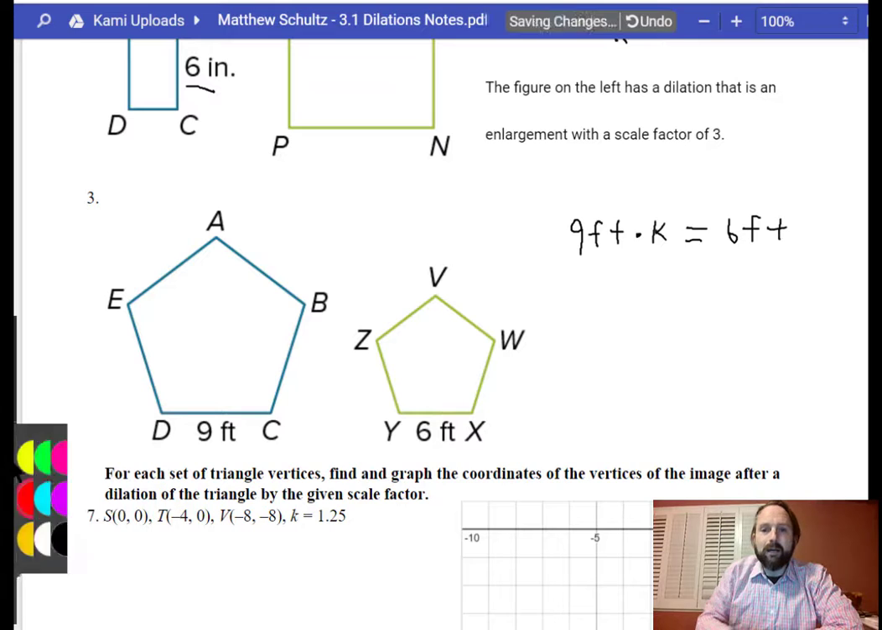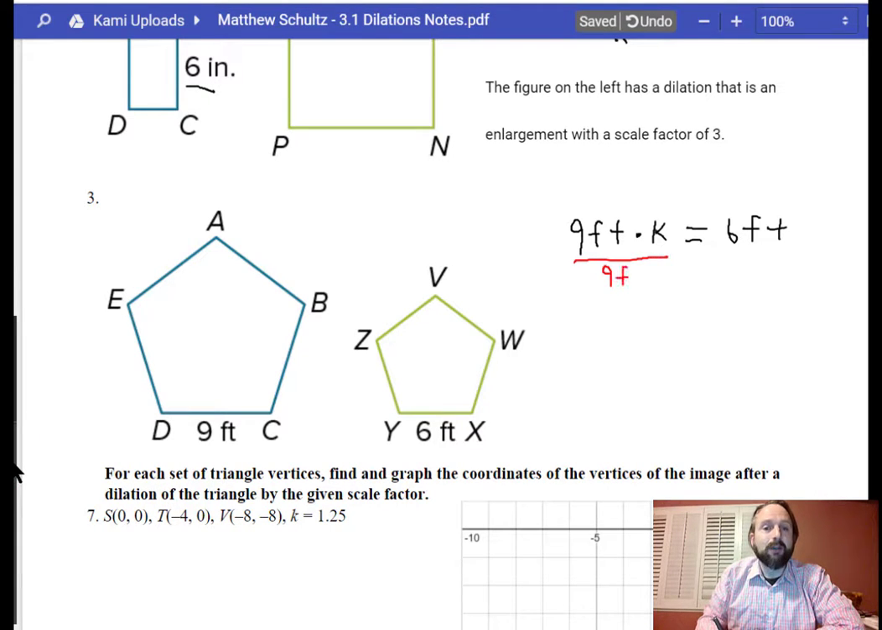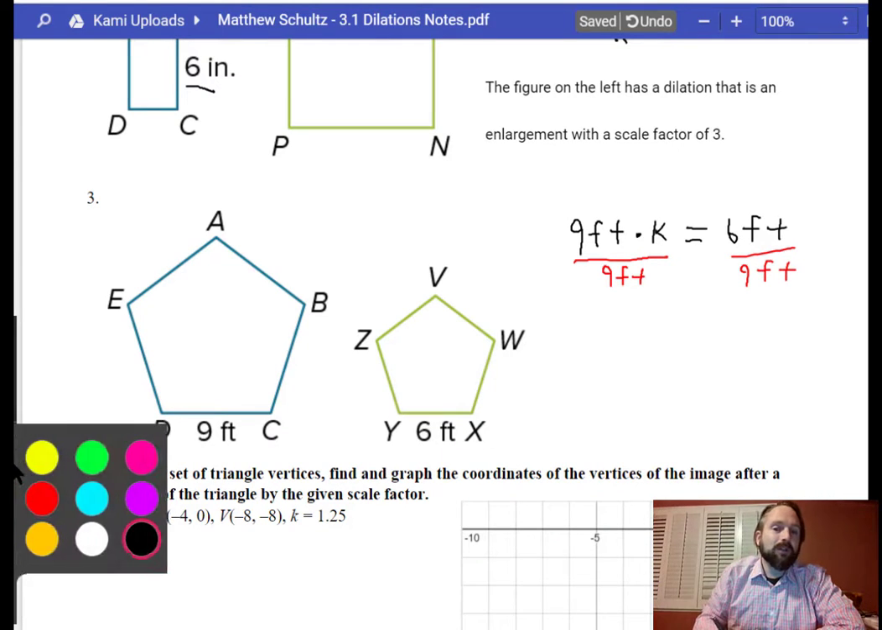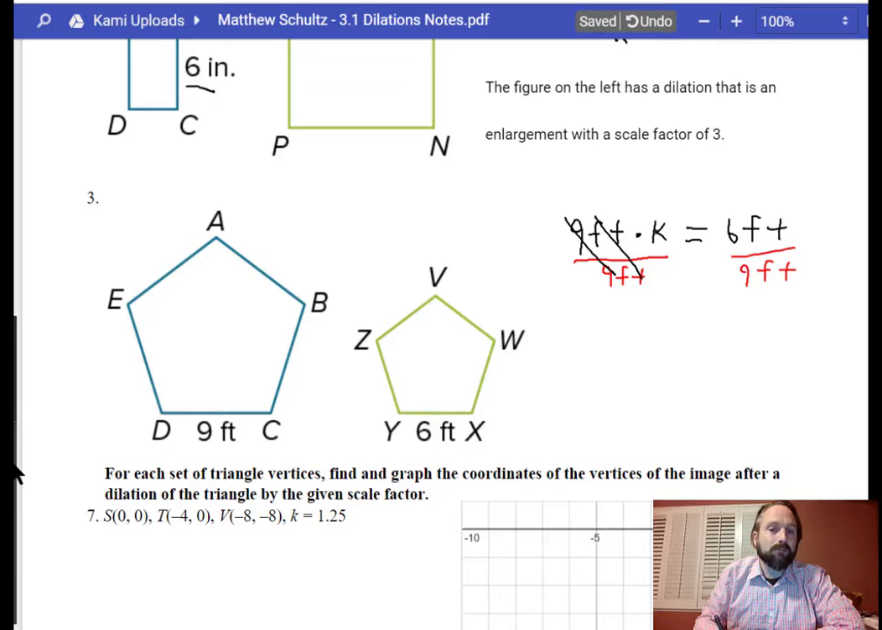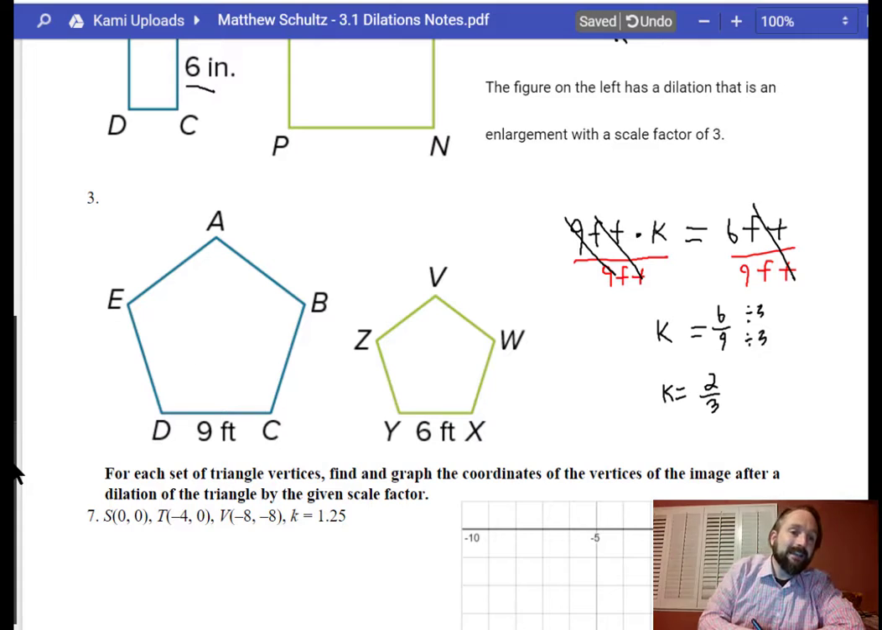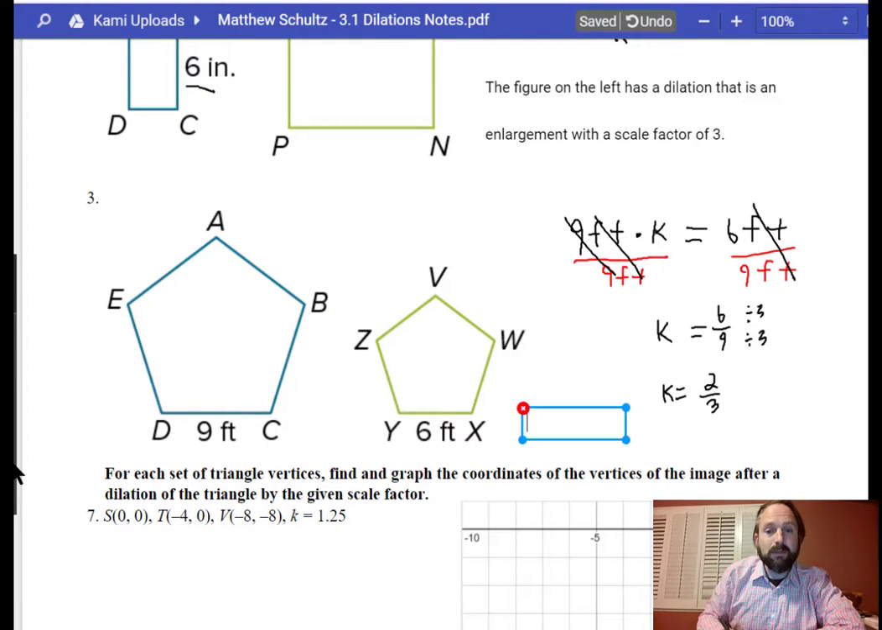All right, well, how do we get rid of times 9 feet? We're going to divide by 9 feet on both sides. It cancels out: the feet cancel out, and we're left with 6 over 9. But that's going to be a problem, so we're going to have to divide by 3 on the top and the bottom right here. So we get 2/3.